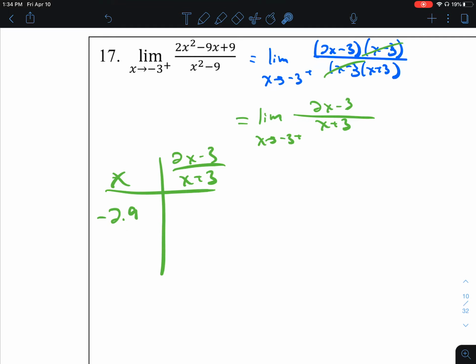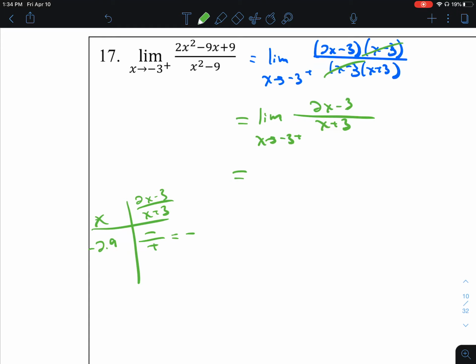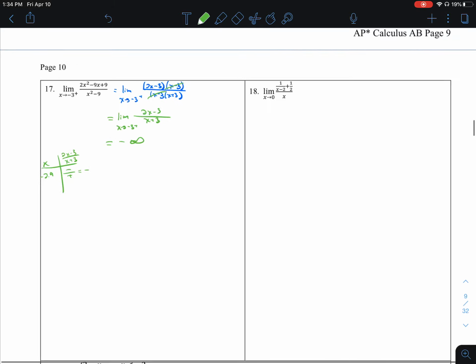Plug that into the top, you're going to get a negative minus a negative, which is negative. Put it into the bottom, you're going to get a positive. If you divide those, you're going to get a negative. So this limit is going to be going to -infinity. As you approach the vertical asymptote from the right, it's going to be going down. That's what that means.